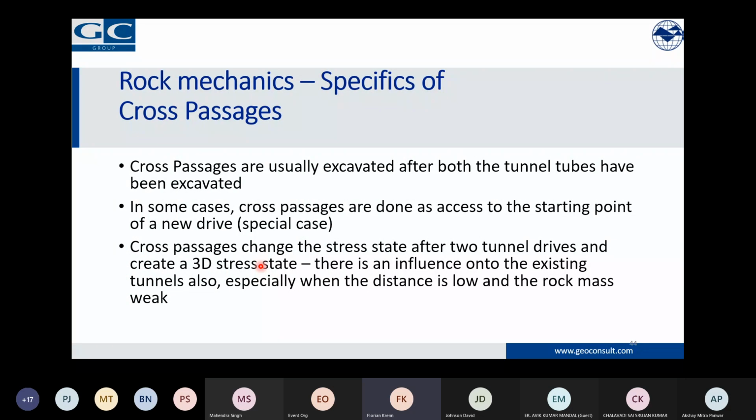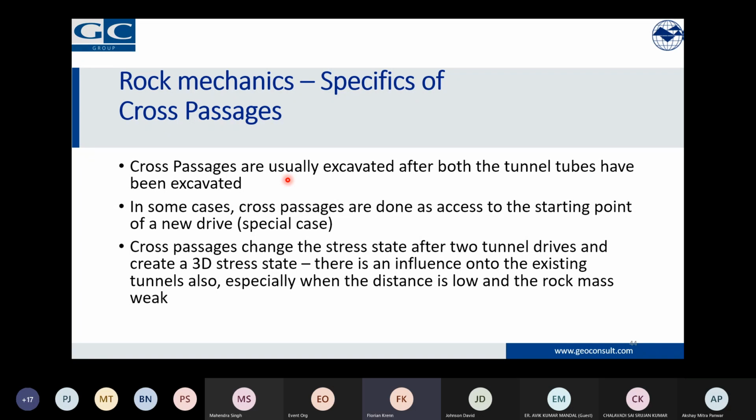Now, I'm jumping to the cross passages, because they are always there and they need to get some attention. First of all, they are usually excavated when both the tunnel tubes have been excavated. That's the usual way of doing it. Only in some cases, they are done as an access to a starting point of a new drive, but that is really a special case and needs to be seen separately.